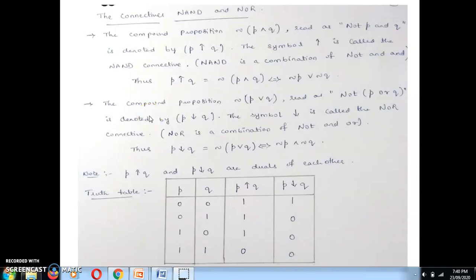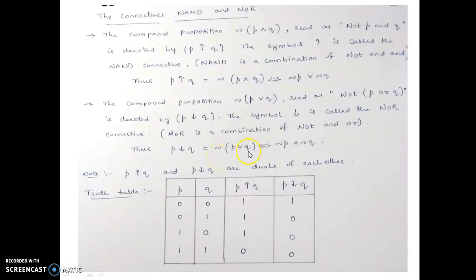And similarly, NOR is also a compound proposition, negation of P or Q. It's read as not P or Q, and is denoted by the down arrow symbol. So this symbol is called the NOR connective. NOR is a combination of NOT and OR. So P NOR Q can be written as negation of P or Q, and it can even be written as negation of P and negation of Q.